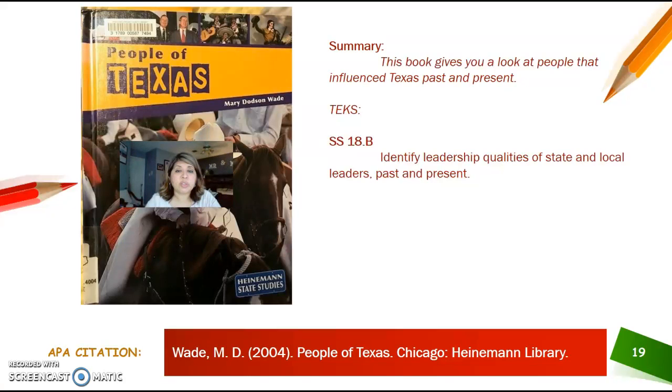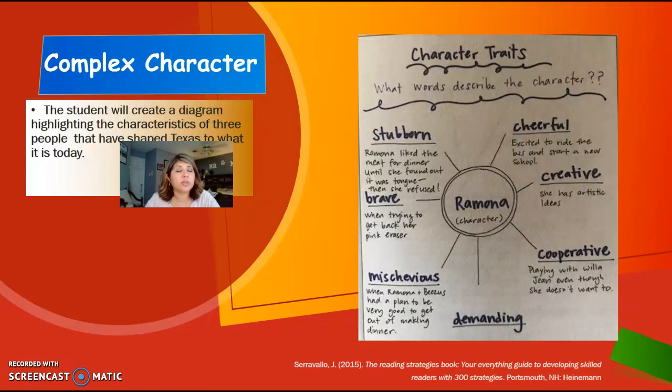I chose to focus on Social Studies TEKS 18.B, and that's to identify leadership qualities of state and local leaders past and present. I chose this strategy, complex character. I like this because it's usually used for reading to get the character traits of a character. However, since we are in social studies, and this book does give biographies of famous people in Texas, I thought they could really read into the biography and look at what makes a great leader.